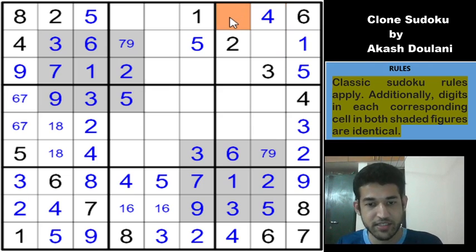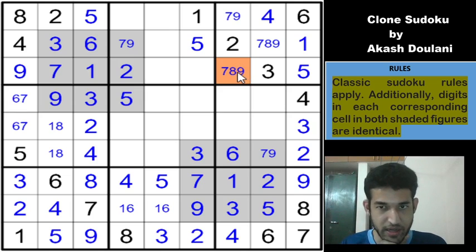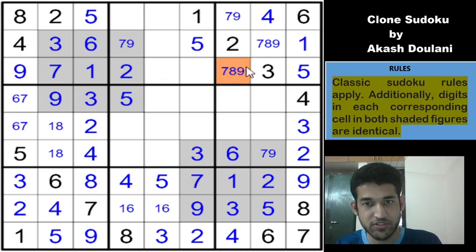And remaining candidates we can write 7 and 9. So this would be 7 8 9, and this has to be 7 8 and 9. Oh, you have 7 9 in row 3. That's convenient. So this will be 8 and this would be 7 9.